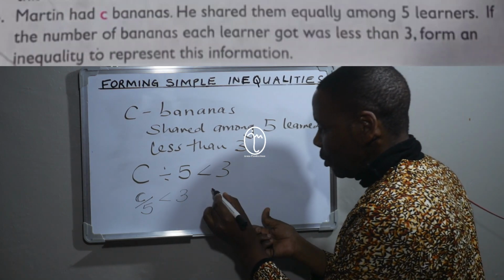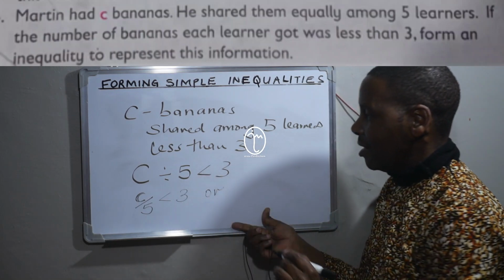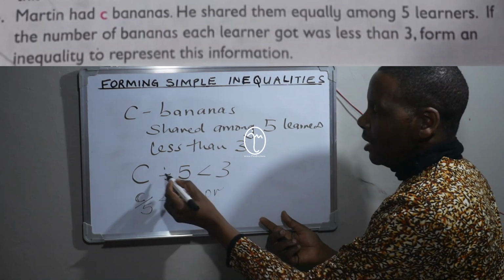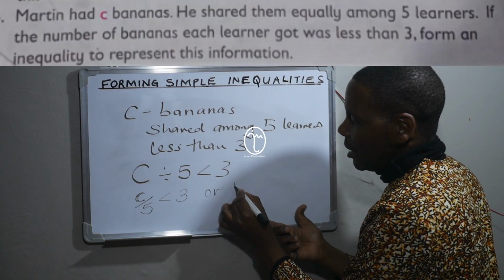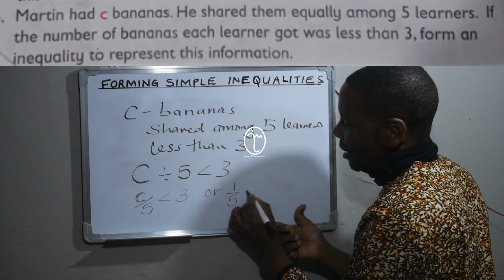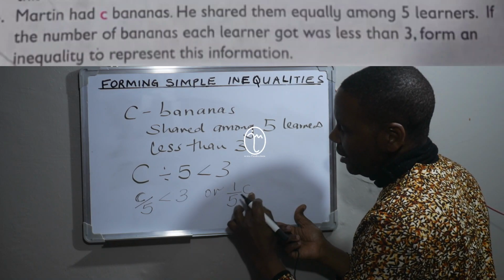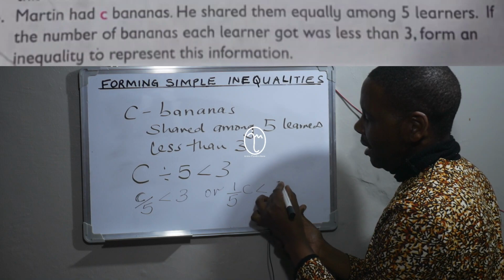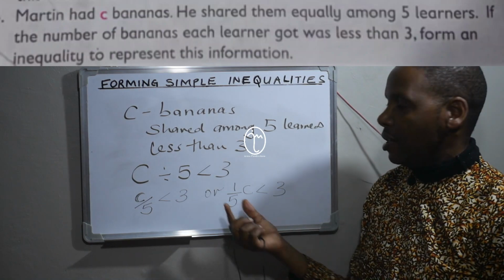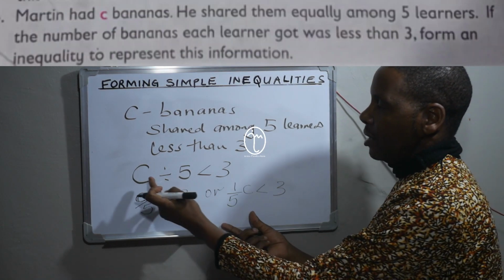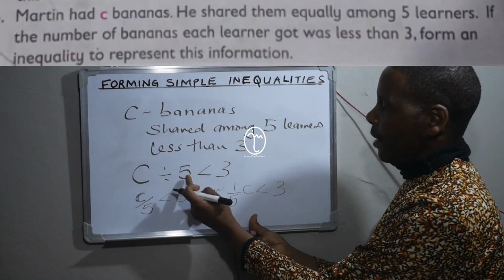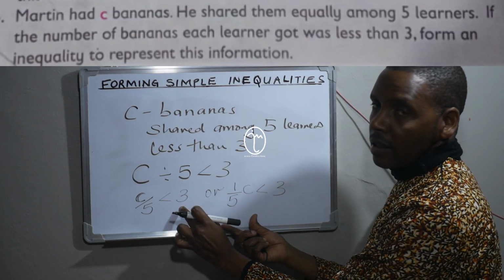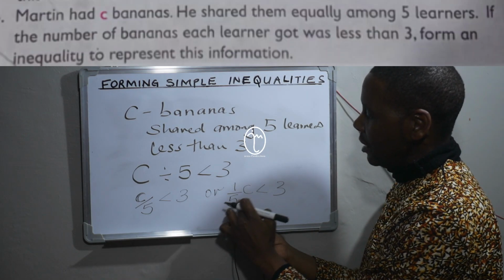Remember, it's also possible. Instead of writing it as C over 5, C divided by 5 or C over 5 can also be a fifth C, because it still means C divided by 5. A fifth of C is less than 3. So these 3 answers are all correct. C divided by 5 is less than 3, or C over 5 is less than 3, or a fifth C is less than 3.